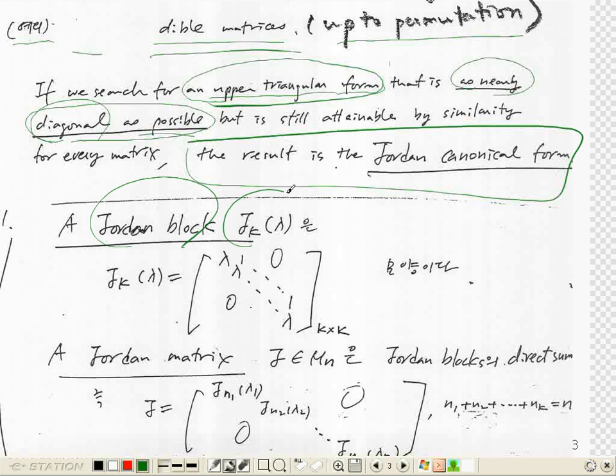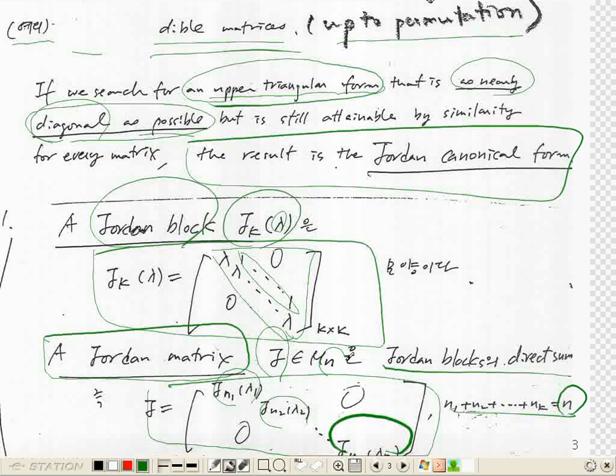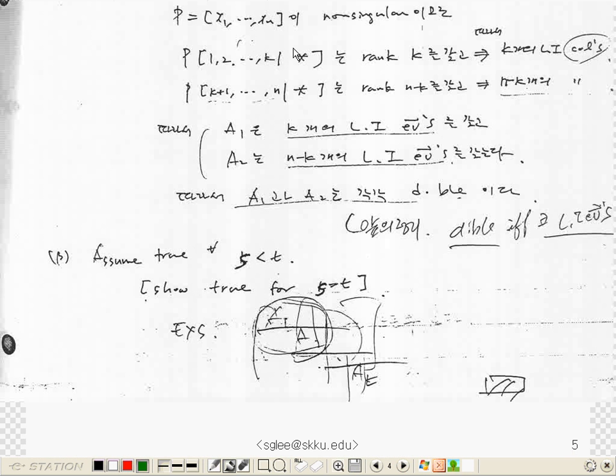A Jordan block, J_k of lambda, is defined in this way. Diagonal entries are all this lambda here, and super diagonal entries are ones, and all others are 0. A Jordan matrix J is a direct sum of Jordan blocks, like this. And the sum of the sizes of all these Jordan blocks is the same as the size of this Jordan matrix. Okay, Jordan canonical form.